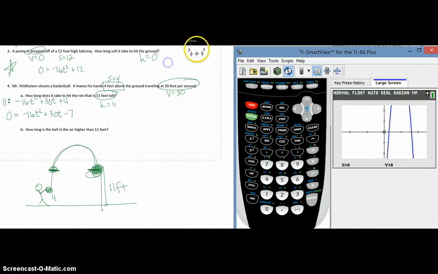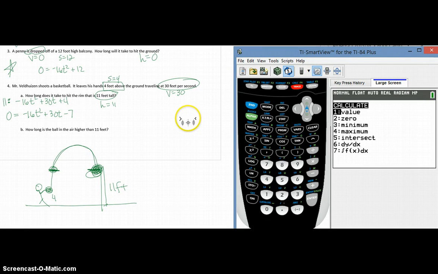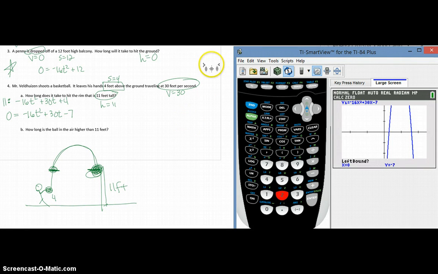Okay, so let's look at it. If we go into our calculate menu, we're going to calculate a 0, which is option 2. I'm going to use my left and right arrow keys. I want to have my cursor to the left of my x-intercept. So this is the x-intercept I'm trying to find. I want something to the left, so I'm going to press enter. Then I'm going to move my cursor to the right. I'm going to press enter, and then I'm going to guess. I'm going to get as close as I can. Enter, and it says 1.6.